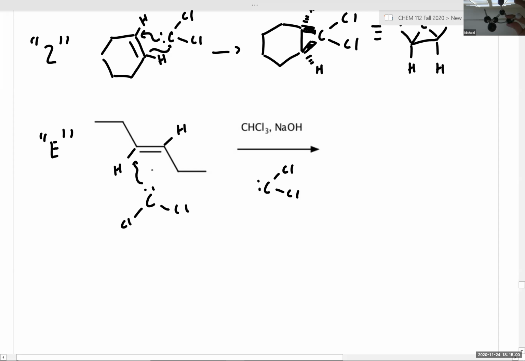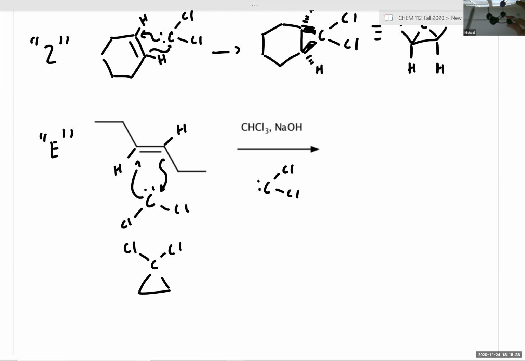So we're arbitrarily going to choose to attack from the top face. One arrow goes to the alkene, the other goes from the alkene to our carbene. Okay, perfect. And now let's just draw what we see. So in our cyclopropane, what substituents are pointing towards us? Let's start on the left.